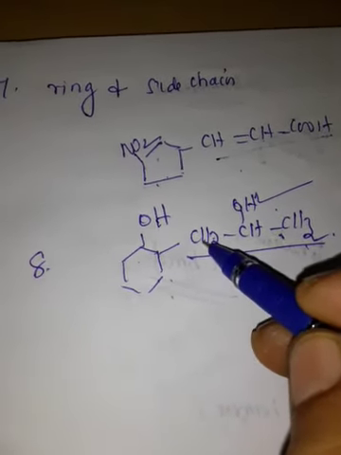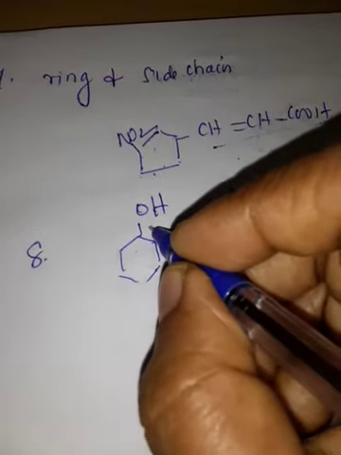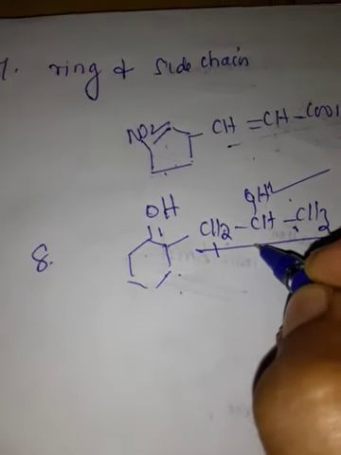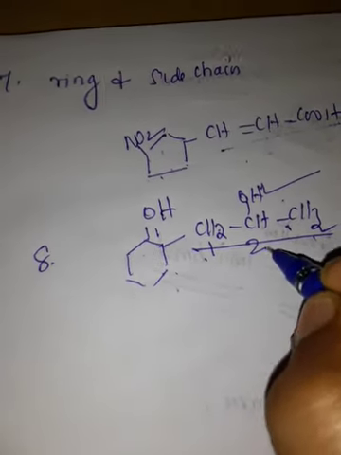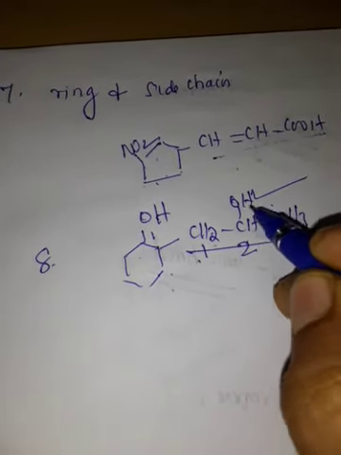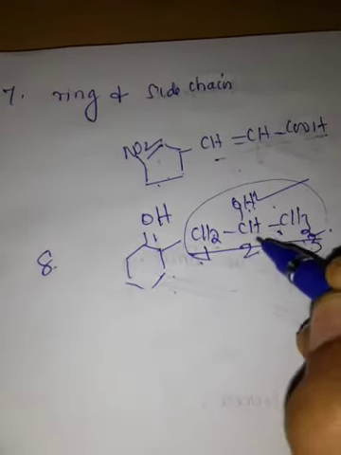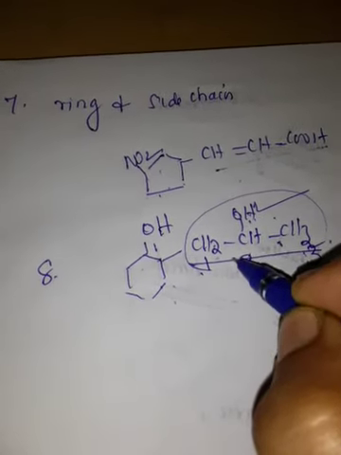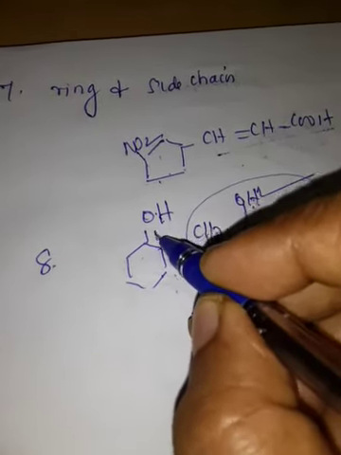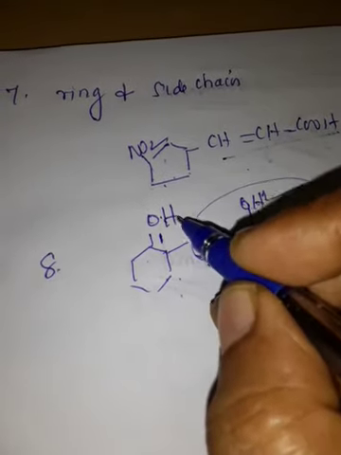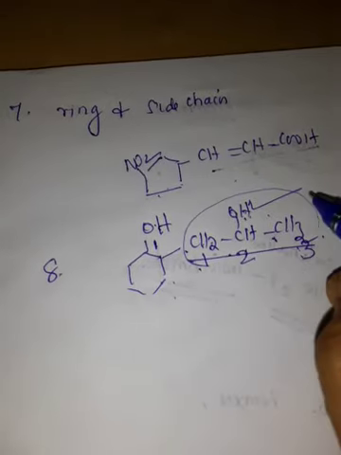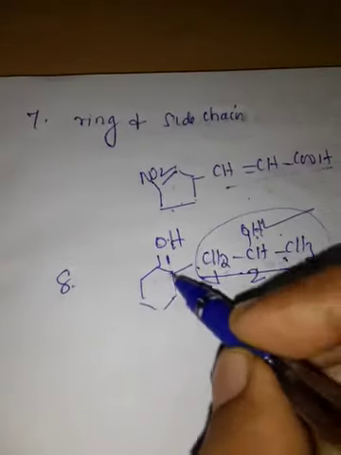The name for this one is first carbon, second carbon, third carbon, second carbon having OH. So 2-hydroxy propyl. This one is cyclohexanol. This is the first carbon. So cyclohexanol 1. That is 2-hydroxy propyl cyclohexanol 1.